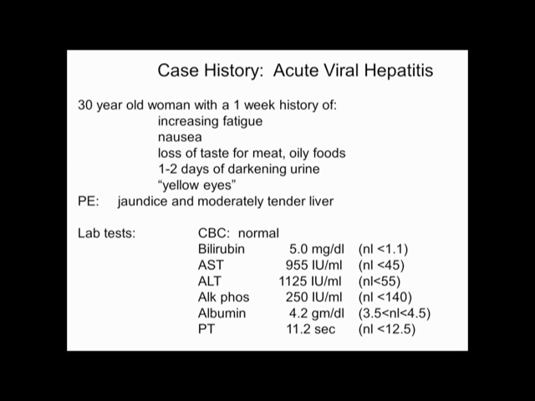She has a moderately tender liver. And when you look at her lab tests, her blood counts are normal. Her bilirubin is clearly elevated, and I'll tell you that's basically conjugated. But her transaminases are elevated close to 1,000. Her alkaline phosphatase is mildly elevated. Her albumin is normal, and her prothrombin time is normal.